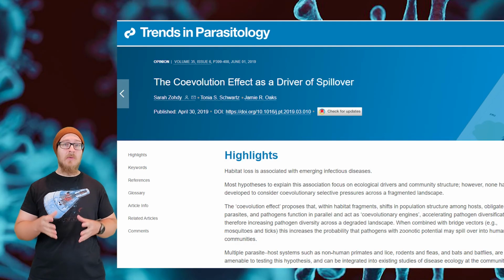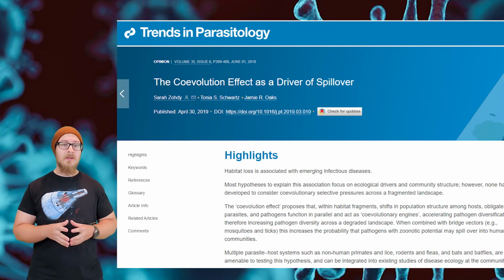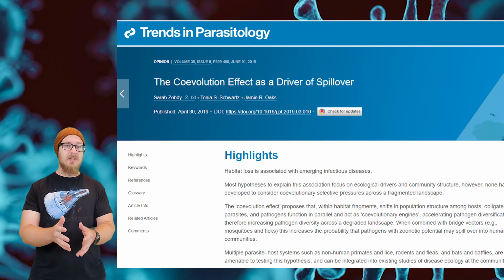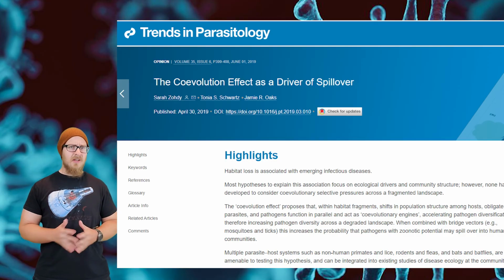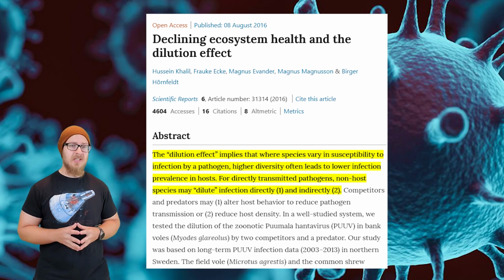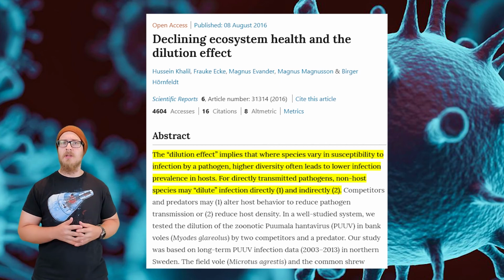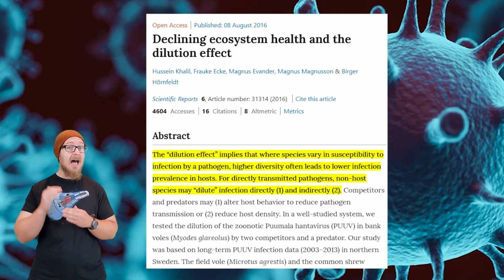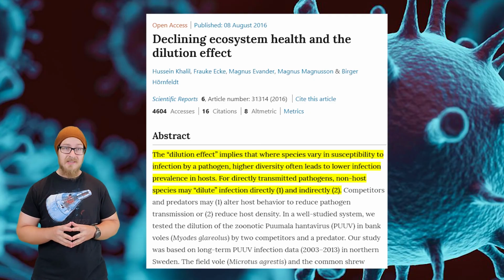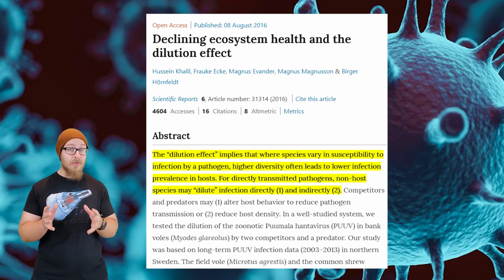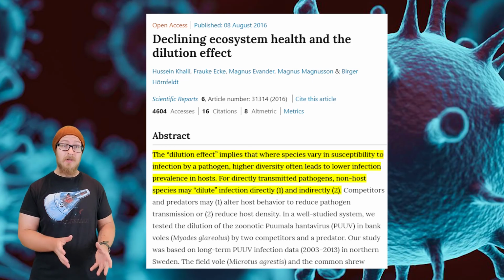There are two main hypotheses surrounding the increasing likelihood and actual occurrence of zoonotic spillover. The first one is that the habitat range of organisms is decreasing. They are more likely to come into contact with humans, increasing the likelihood of a random mutation finding its way to us. The other is the dilution effect, which states that where species vary in susceptibility to infection by a pathogen, higher biodiversity leads to lower infection prevalence in hosts. Yes, biodiversity literally dilutes the spread of a virus.